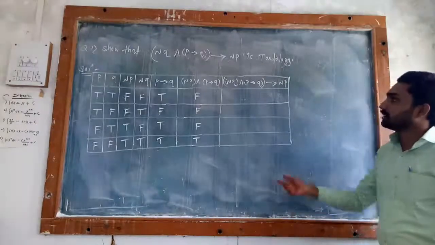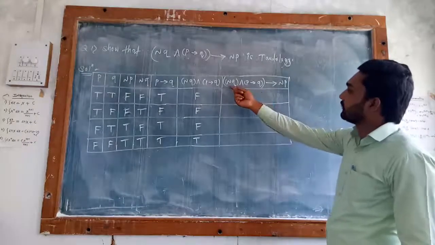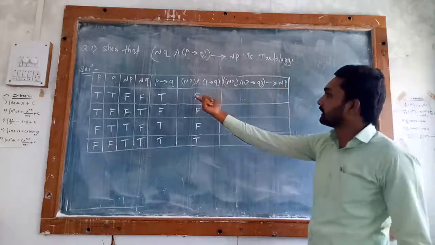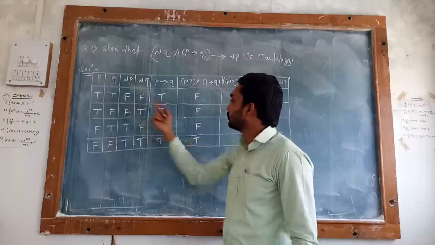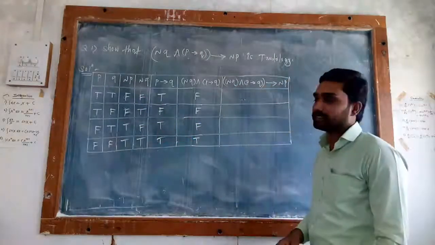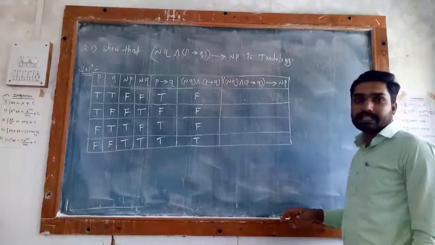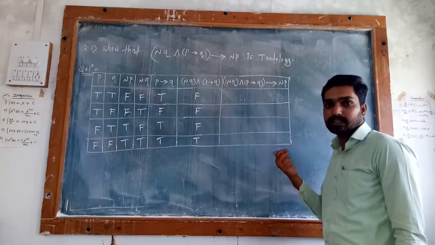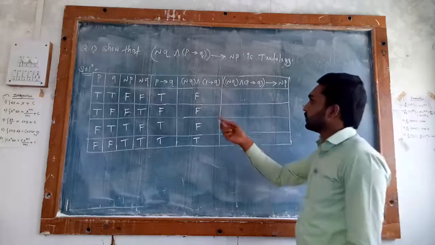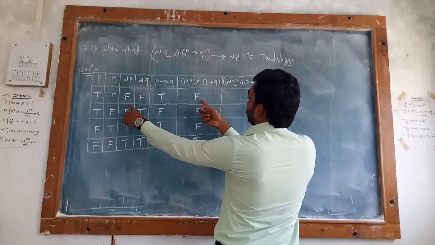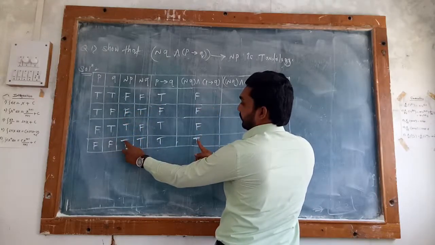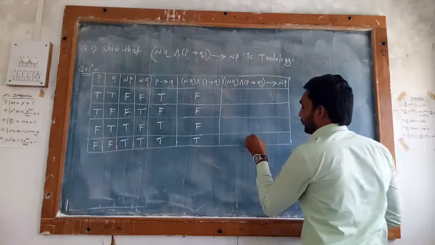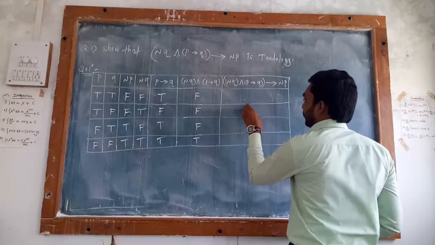Next, your last column is negation Q and P implies Q, whole bracket implies negation P. That means we take this column and the negation P column with implication. In implication, we have to check whether the first value is T and the second value is F. TF gives the result F. So we check for TF: here is T and here is F. So TF is F. In all the remaining cases the value is T.